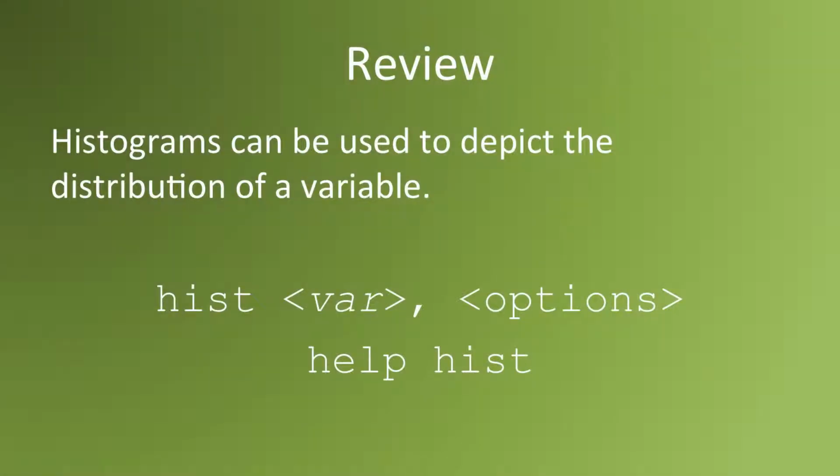Let's review. Histograms can be used to describe the distribution of a variable. The syntax for creating histograms is hist, space, the name of the variable, comma, and then the options you want to use. For more information, type help hist in the Stata command window.